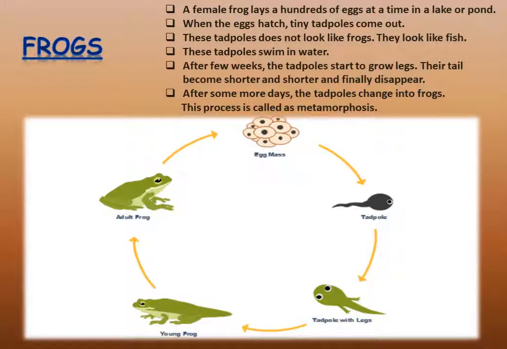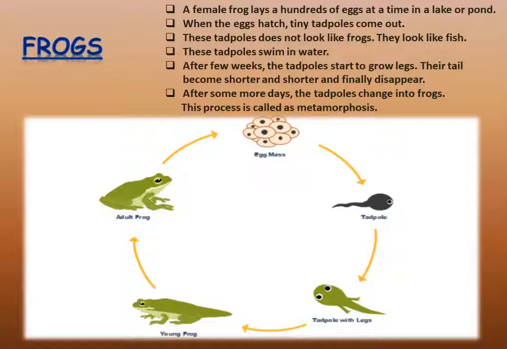Now let's see the growing stage or the reproduction of frogs. The reproduction process of frogs is very interesting. Let's see how, after reproduction, this small frog will become an adult frog. First of all, the female, the mother frog, will lay hundreds of eggs.